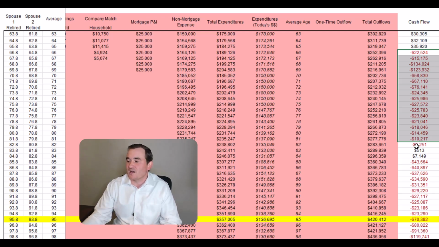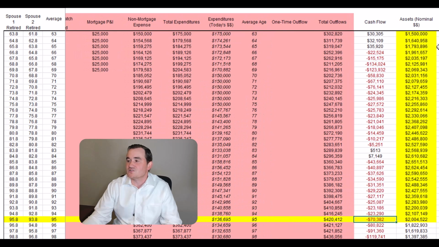And so I said earlier that their goal, or the example that we're going to use, is simply to maintain their lifestyle for a longer than average life expectancy. So I have highlighted here the average age of 95, which is slightly longer than the average life expectancy. So what we want to see is their assets, which is this yellow column. We want their assets to be approaching zero towards this average age of 95.